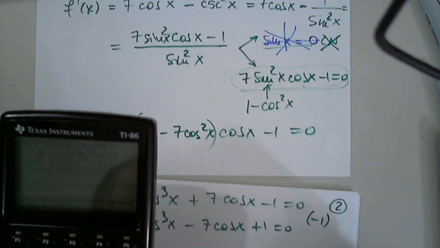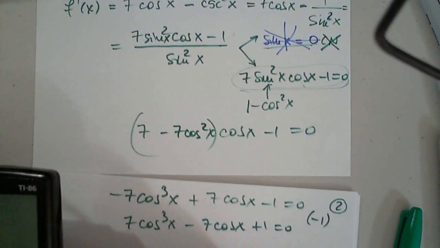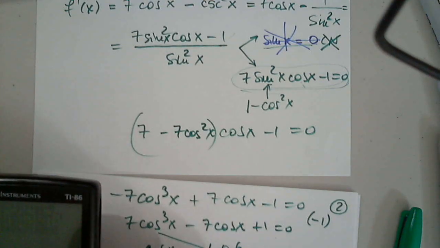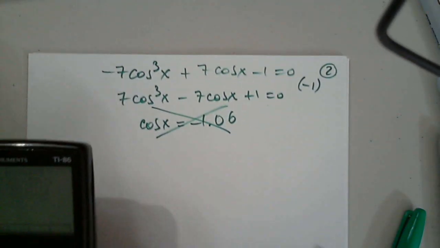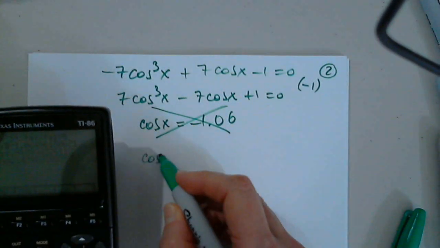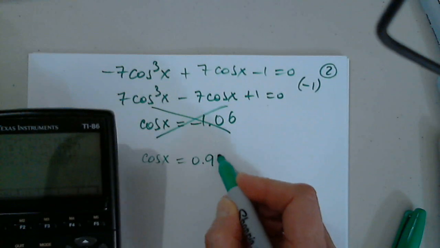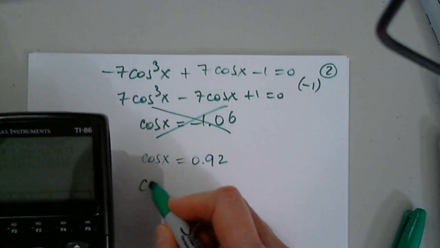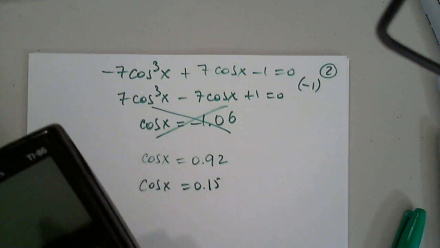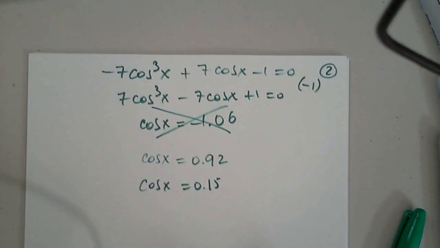So the first solution for cosine x equals negative 1.6. That's not possible. Cosine cannot be less than negative 1 or greater than 1. The next one for cosine x is 0.92. And the last one for cosine x is 0.15. I love this calculator. They don't make them anymore.